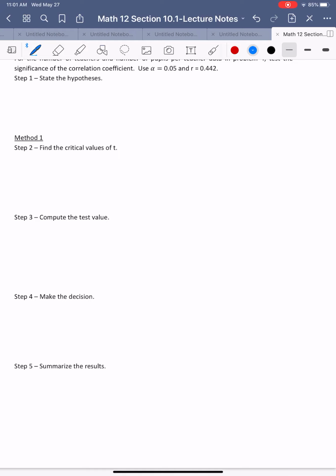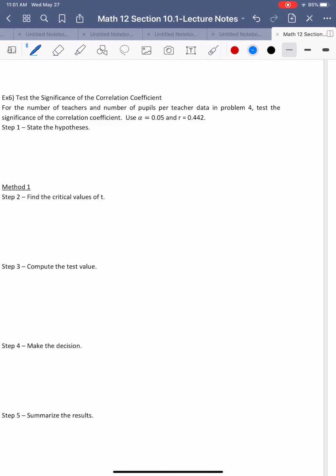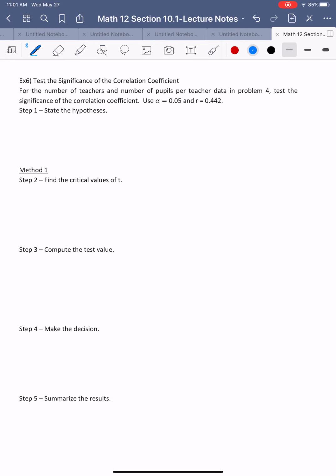Okay, so the idea is the same, okay? So this time we're using the number of teachers and the number of pupils per teacher. So H0 is rho equals 0, and then H1 is rho is not, sorry, should be a rho, not a beta. The rho is not equal to 0, okay? So find the critical value.